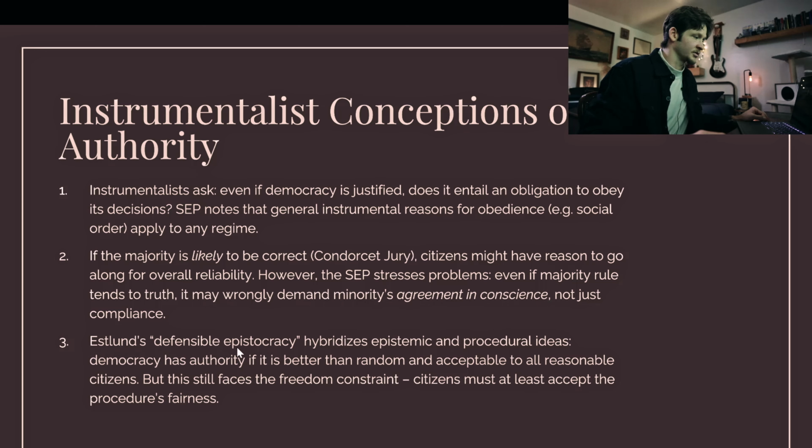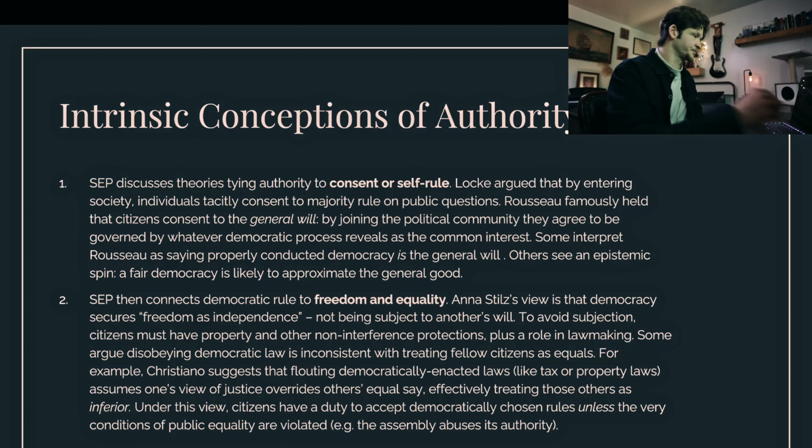3. Estlund's defensible epistocracy hybridizes epistemic and procedural ideas. Democracy has authority if it is better than random and acceptable to all reasonable citizens. Remember Estlund. But this still faces the freedom constraint. Citizens must at least accept the procedure's fairness. Okay, but if they're being coerced, and if they don't necessarily have all of the information and all of the truth, how can the citizens define what is fair if they're not necessarily being told the truth, if they're being indoctrinated? Now, that's one thing to keep in mind.